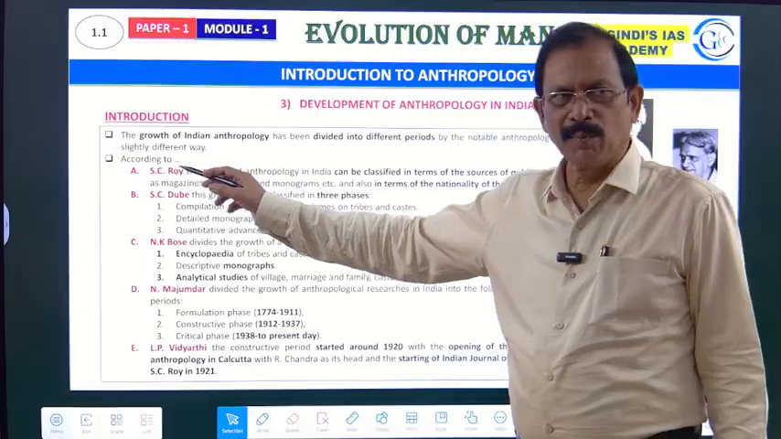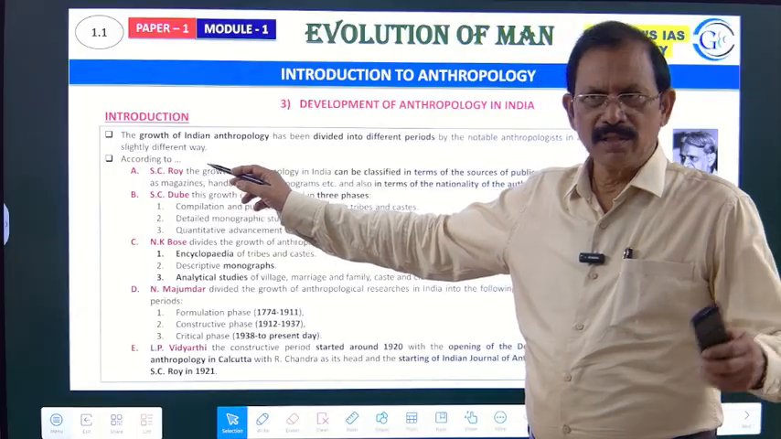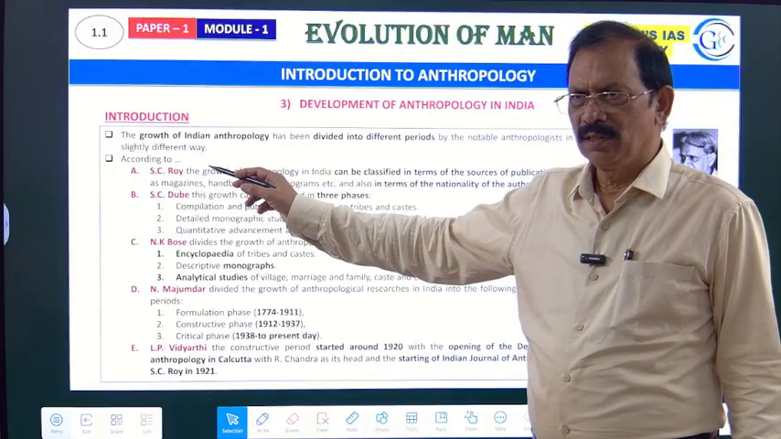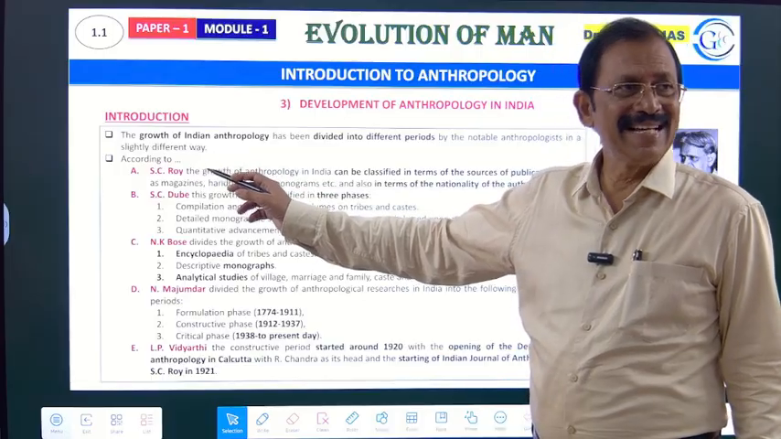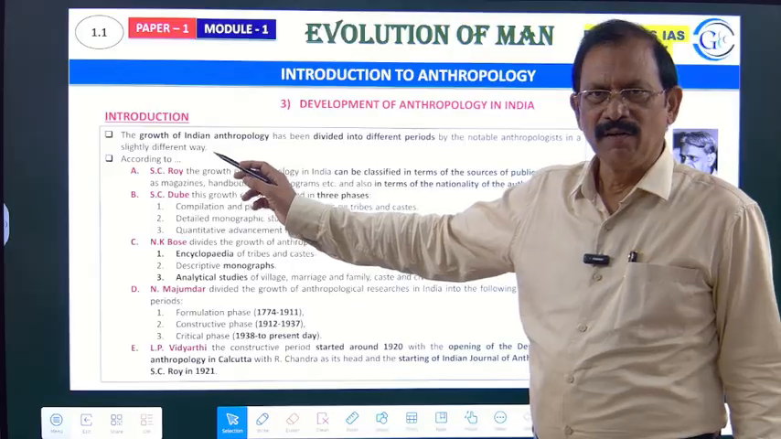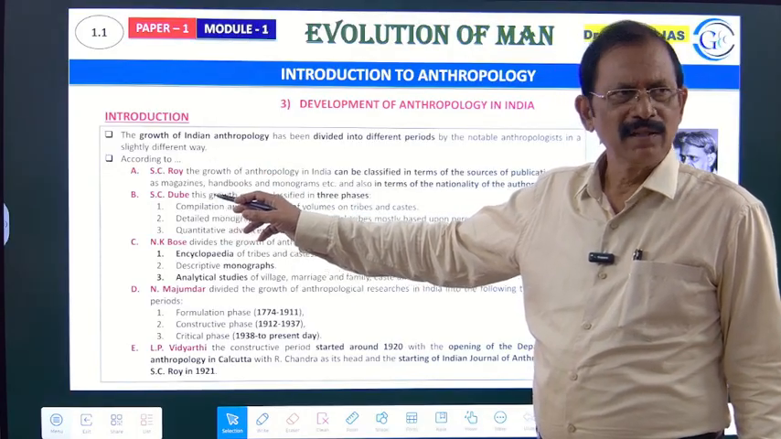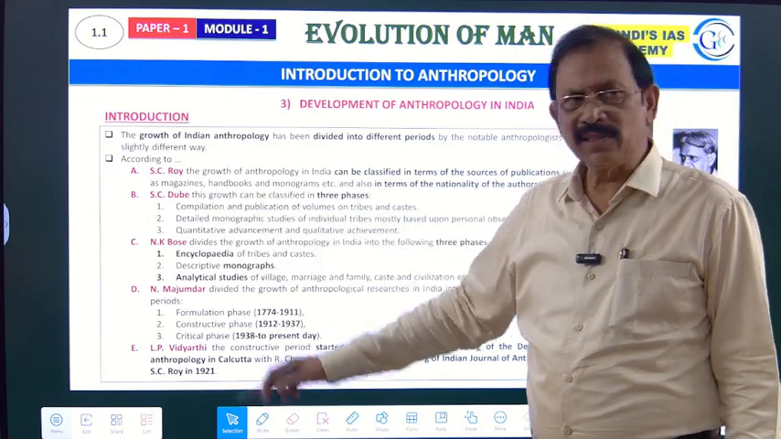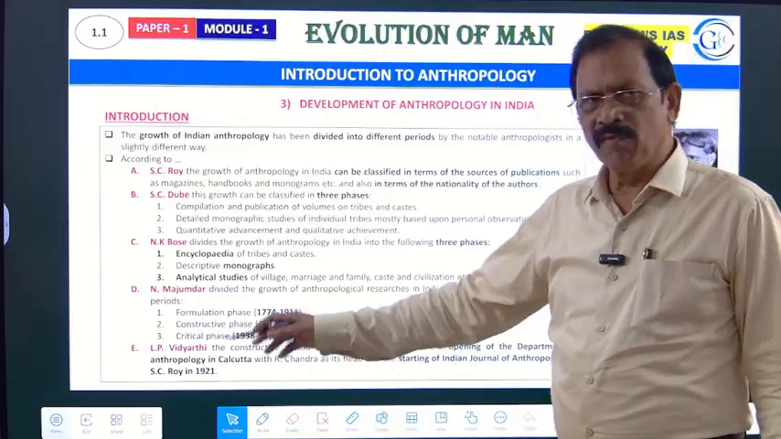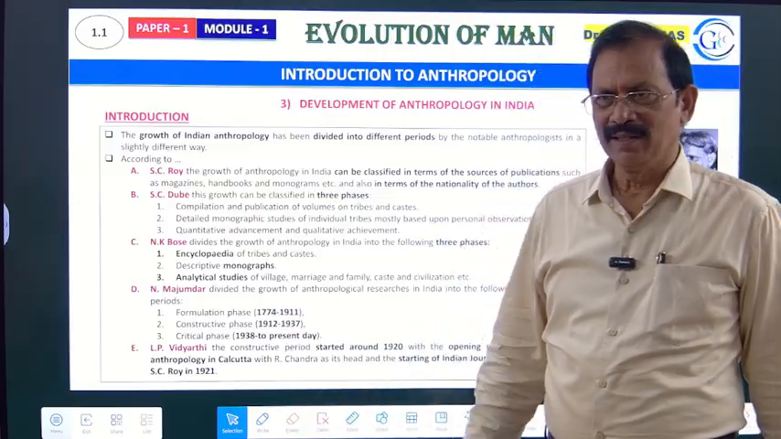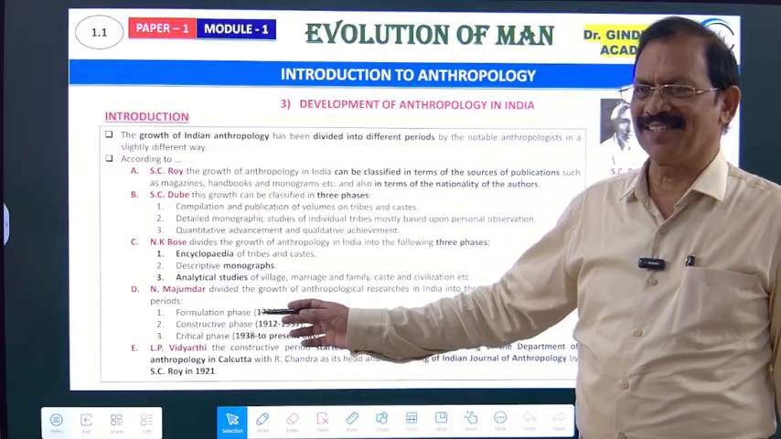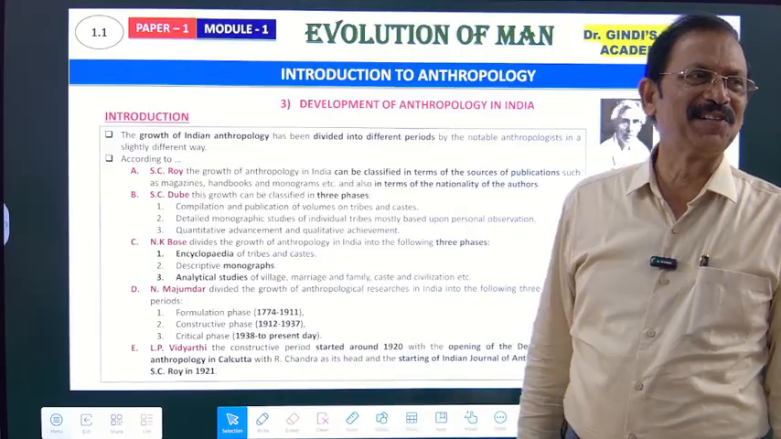So, just spell out the names. Number one, S.C. Roy, Sarat Chandra Roy. Number two, S.C. Dubey. Number three, Bose. Third one, Majumdar. Last one, of course, he is not the last. In our classroom, I have given the information like this.